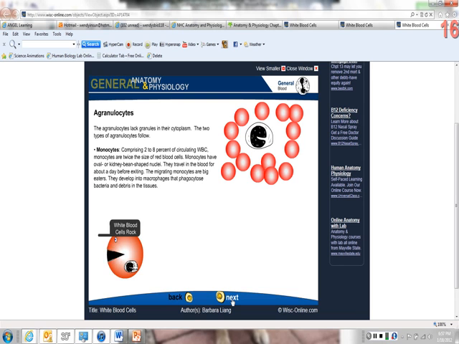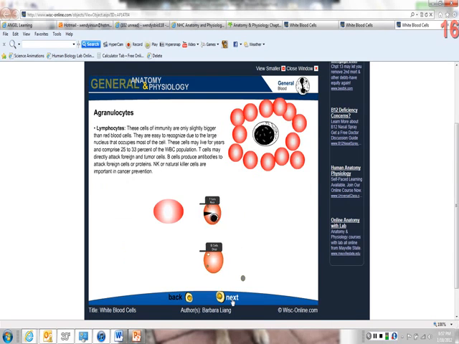They travel in the blood for about a day before exiting. The migrating monocytes are big eaters. They develop into macrophages and phagocytose bacteria and debris within the tissues.